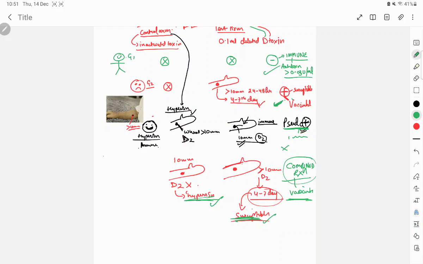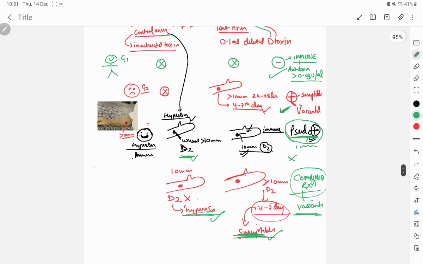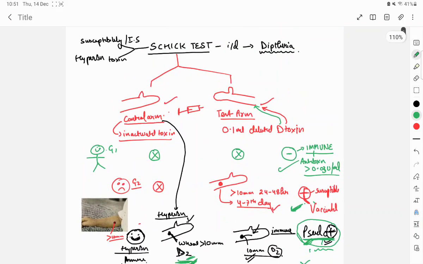Now note this scenario: when a pseudo positive case comes up, we need to wait. On day 2 we may feel this is a pseudo positive condition, but if the reaction does not disappear on day 2 and goes on, the wheal appears on days 4 to 7. So many times a pseudo positive case can be confused with a combined reaction. Note that scenario. These were bits about the Schick test.